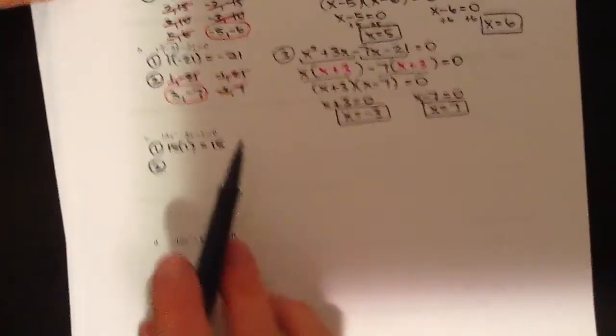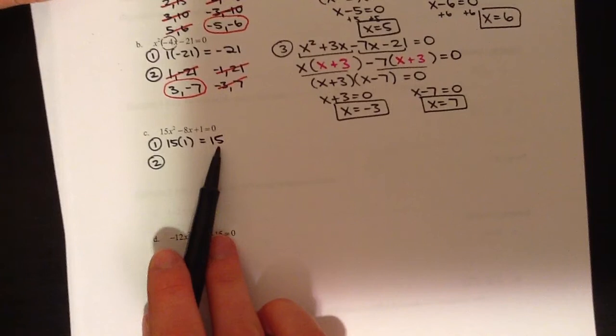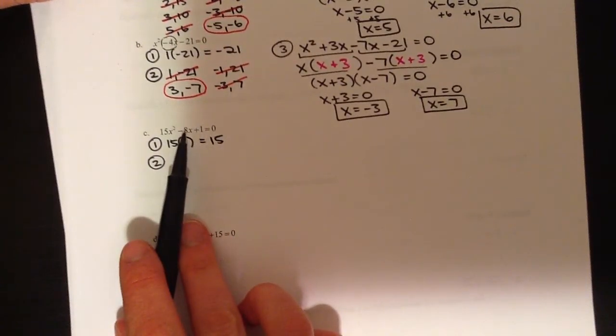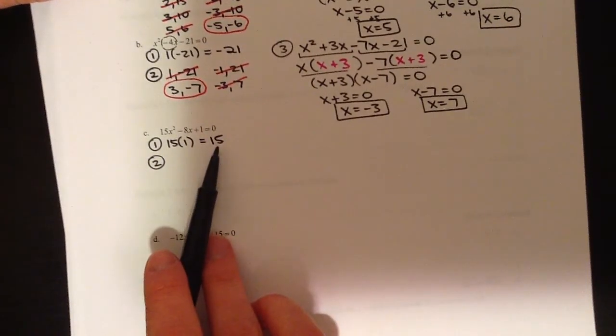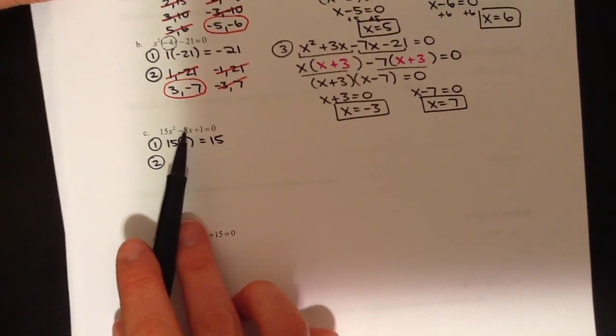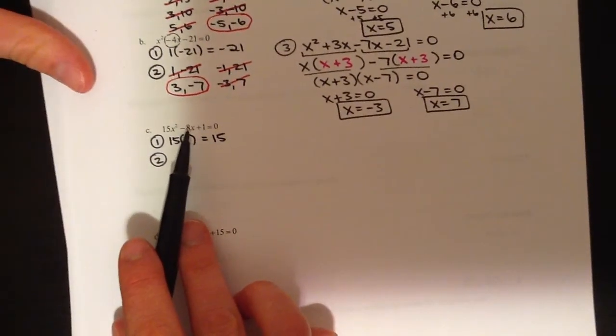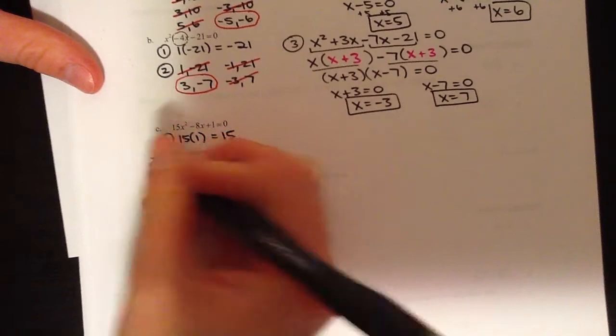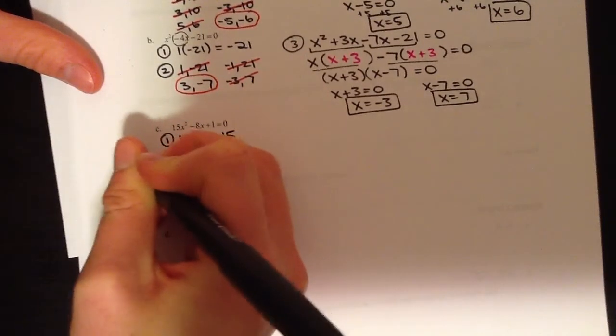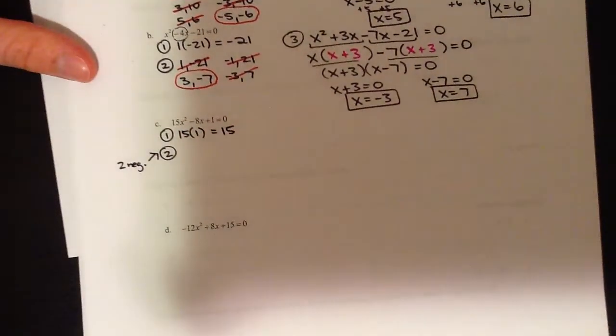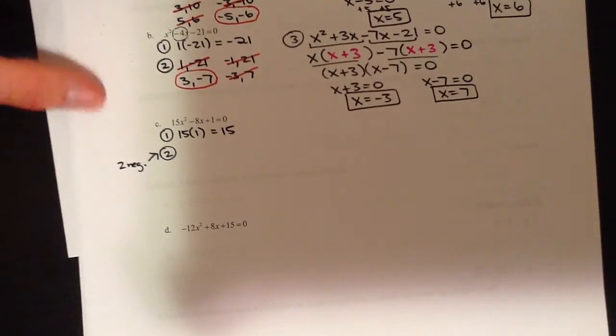So here, I'm trying to multiply to a positive 15. I want to add to a negative 8. So if I want to multiply to something positive and add to something negative, I know for sure that these have to be two negatives. So let's make a little note here. These have to be two negative numbers. Definitely need to be two negative numbers. That's the only way to multiply to something positive and add to something negative.